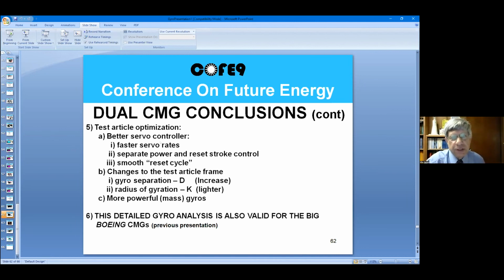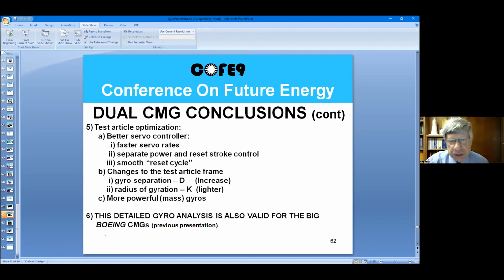Optimization, we need a better controller to get a smoother servo rate to separate the power and the reset strokes. And we need to change the test article, increase the gyro separation, and then decrease the radius of gyration by lightening the frame. And also more powerful or bigger mass gyros would work.